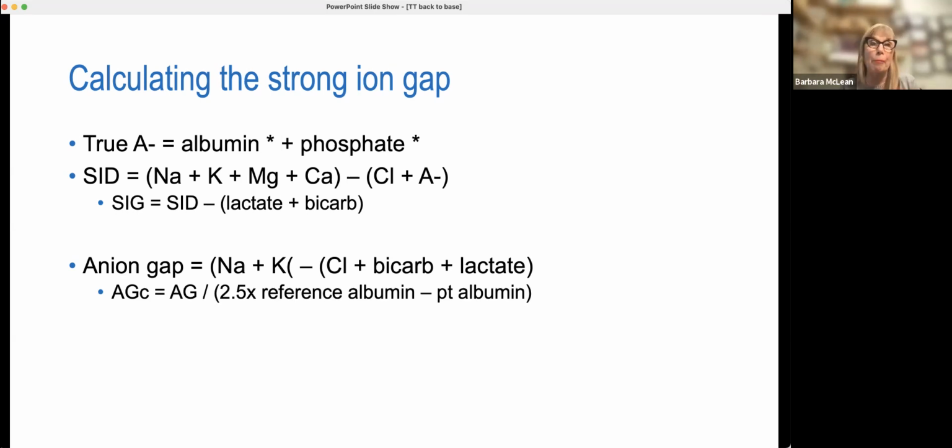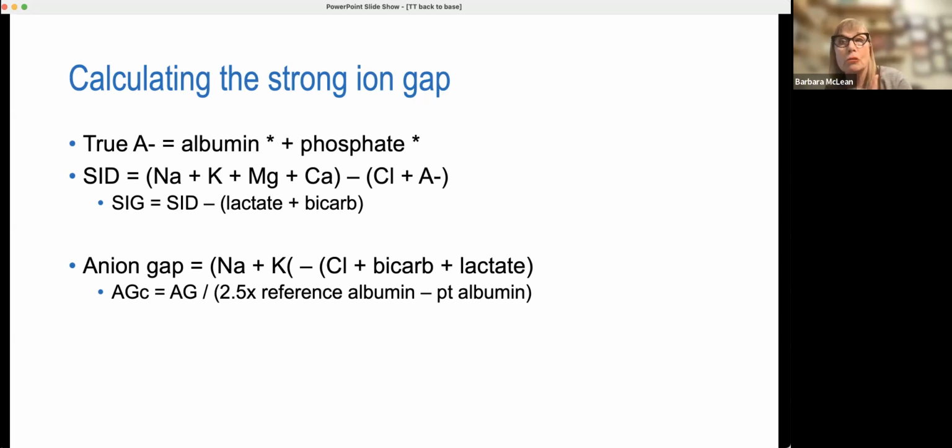A corrected gap, AGc, is the anion gap plus 2.5 times the reference albumin minus the patient's albumin. That means whatever your lab says is normal, like 4, minus the patient's albumin. Take that difference, multiply it by 2.5, and then add that number back to the gap calculation. Now, I'm not expecting you to do this. I'm not really expecting you to be too worried about it.